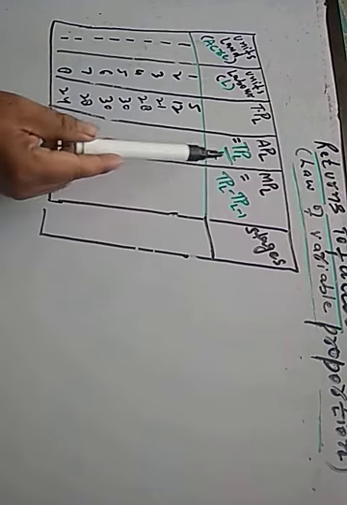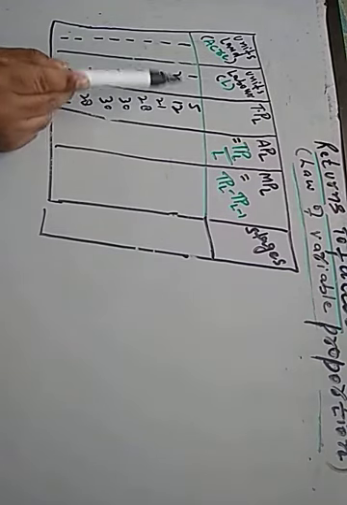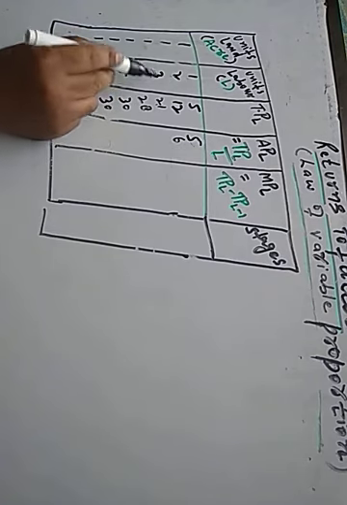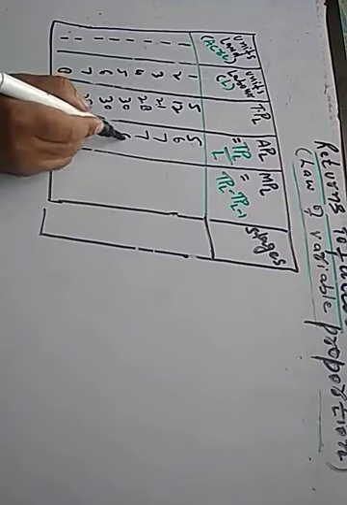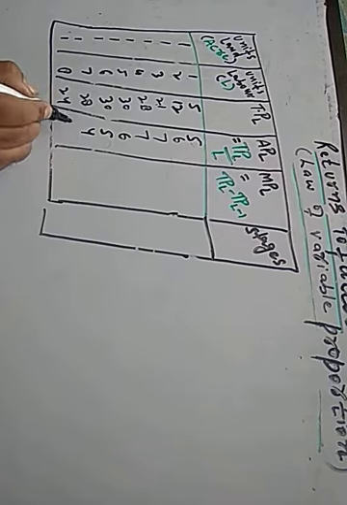Average product shows output per unit of factor, output per unit of labor. The formula for this is total product of labor divided by units of labor. It will be 5 divided by 1, 12 divided by 2, 21 divided by 3, and so on. And this value will be 5, 6, 7, 30 divided by 5, 6, 30 divided by 6, 5, 28 divided by 7, 4, 24 divided by 8, it will be equal to 3.